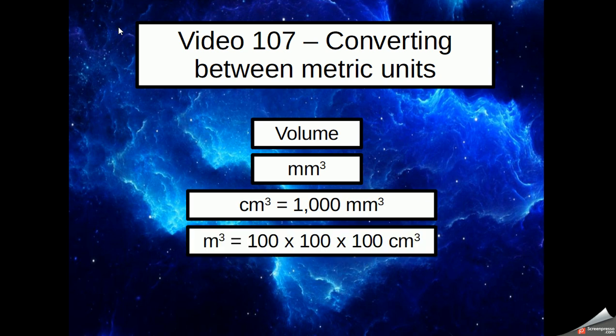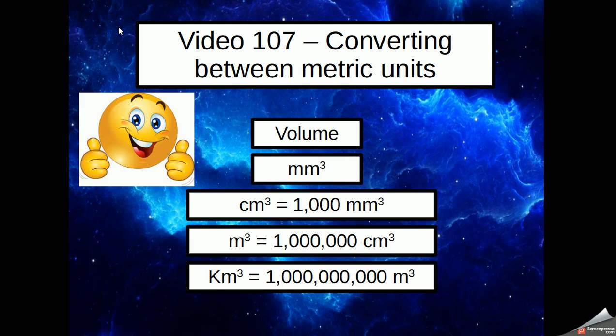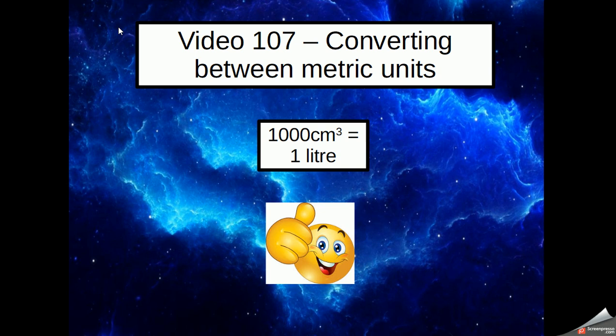Similarly, the meter cubed is 100 times 100 times 100, giving us 1,000,000 centimeters cubed. And then the kilometer cubed is a massive amount, giving us 1,000 million meters cubed, so a huge volume. Finally then, a last little reminder is that the other unit of volume you have to know about is a litre, and the equivalent of that in centimeters cubed is 1,000. So those are all the conversion rates you have to know for converting metric units. And remember, we don't do imperial units in this specification.